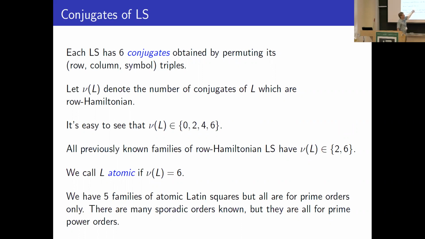We know a little bit about nu equals 6, but there's this obvious gap of what about nu equals 4? Is it possible to have a Latin square where the row cycles are Hamiltonian, the column cycles are Hamiltonian, but the symbol cycles are not? That's basically the question I'm asking. So the previous infinite families didn't achieve this. And what I want to show you today is an infinite family that does.